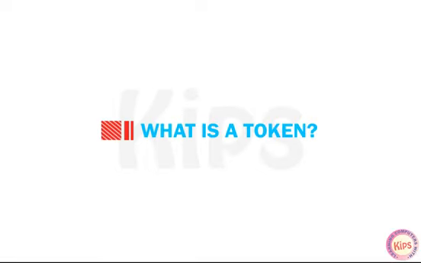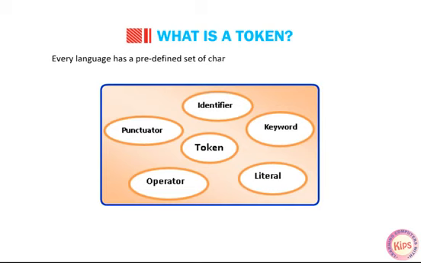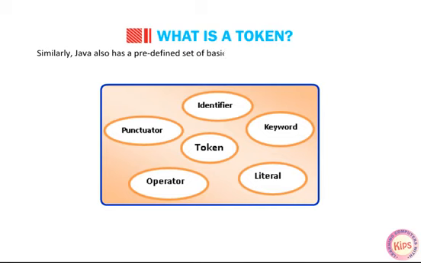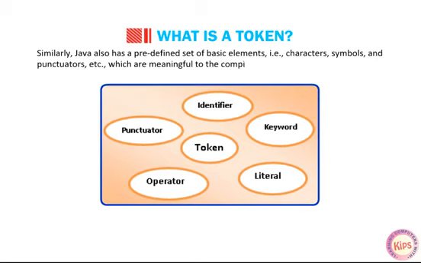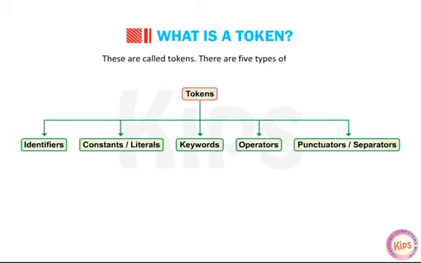Let us understand what a token is. Every language has a predefined set of characters, grammar, and language rules. Similarly, Java also has a predefined set of basic elements, that is, characters, symbols, and punctuators, etc., which are meaningful to the compiler. These are called tokens. There are 5 types of tokens.